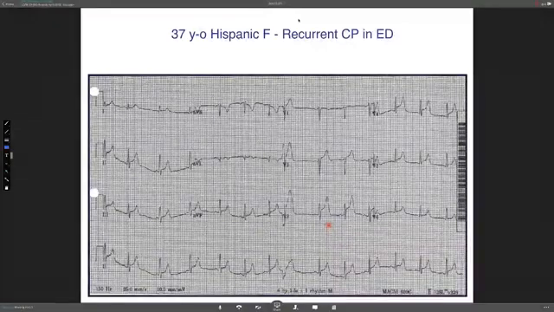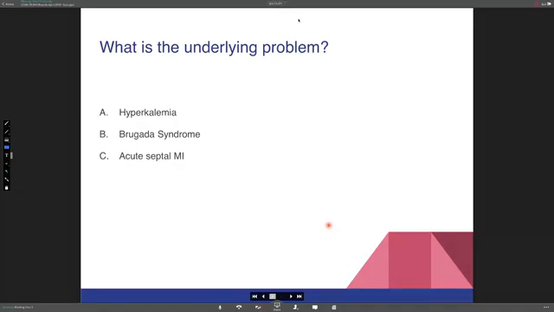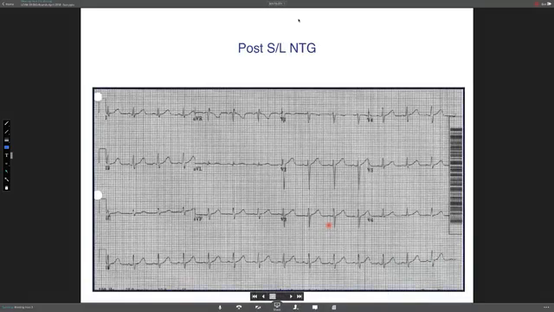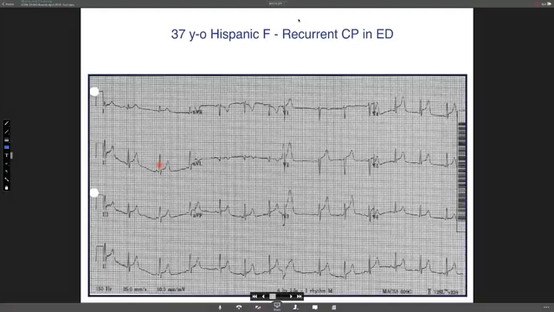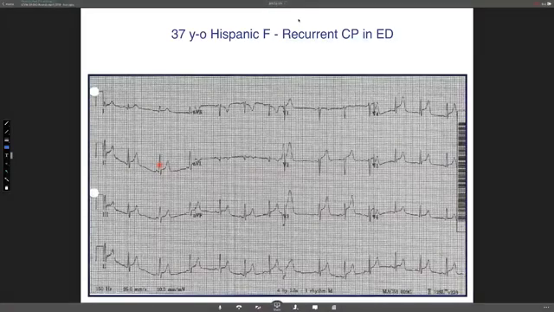So the question I have is, what is the underlying problem in this patient? Is it hyperkalemia, Brugada syndrome, or, actually, I apologize about the confusion. Is it hyperkalemia, Brugada syndrome, or acute MI, instead of septal MI? Let me go back to the EKG. I think the questions for both are a little mixed up, but anyway, you can still comment about this.